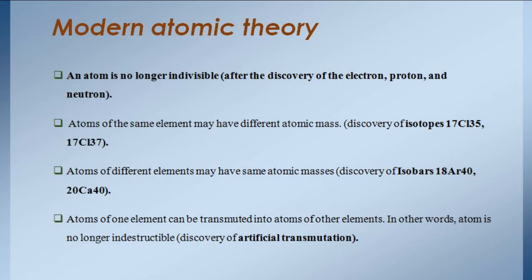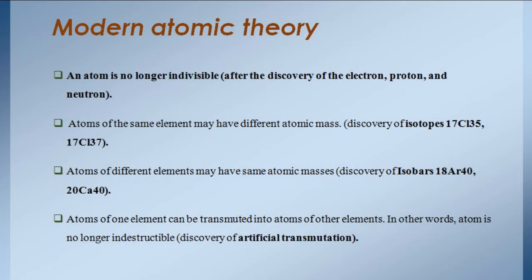Next one, artificial transmutation. This artificial transmutation is done by alpha, beta and gamma particles. Let's take the example of nitrogen. When alpha particles, alpha rays, are passed through nitrogen, it is converted into an oxygen atom, because the nitrogen atomic number is 7 and the oxygen atomic number is 8. So nitrogen is converted into oxygen. This is called artificial transmutation.